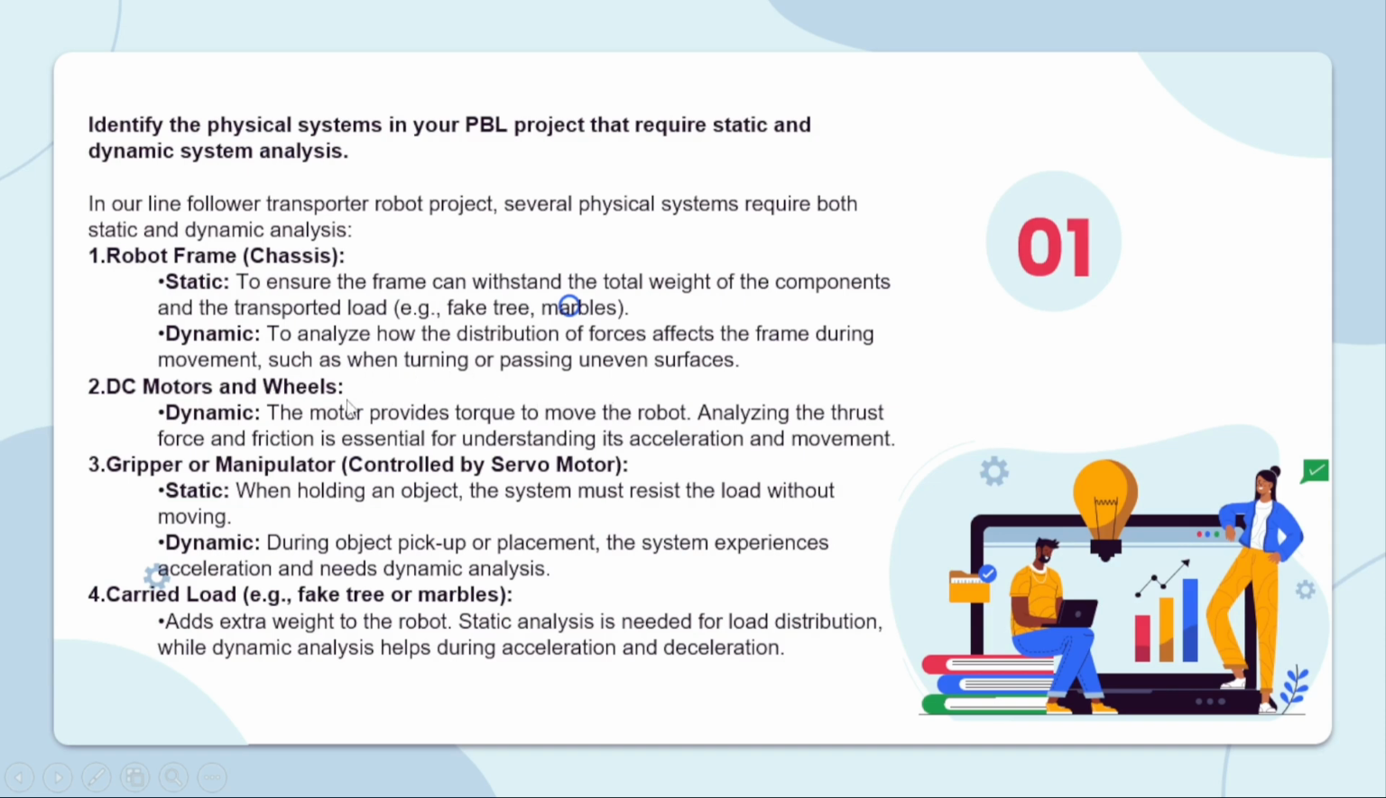passing uneven surfaces. The motor and wheels generate motion and are a dynamic system. Dynamic, the motor provides torque to move the robot. Analyzing the thrust force and friction is essential for understanding its acceleration and movement.